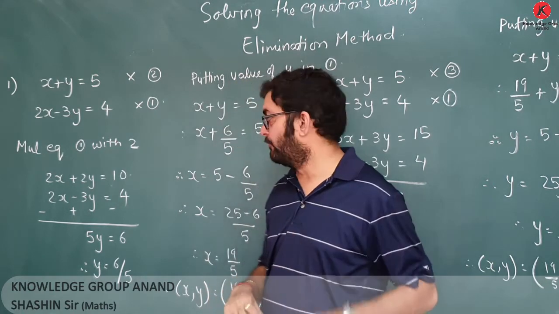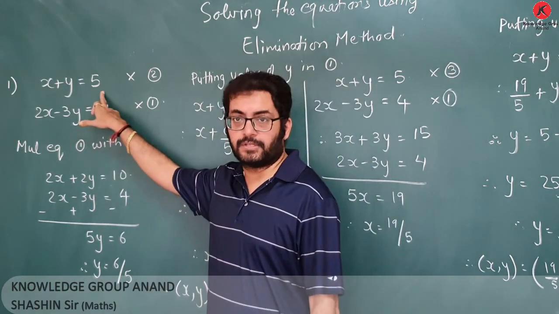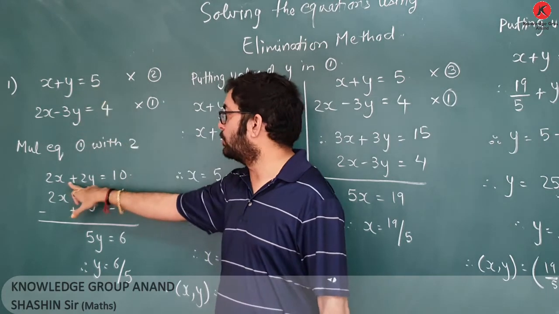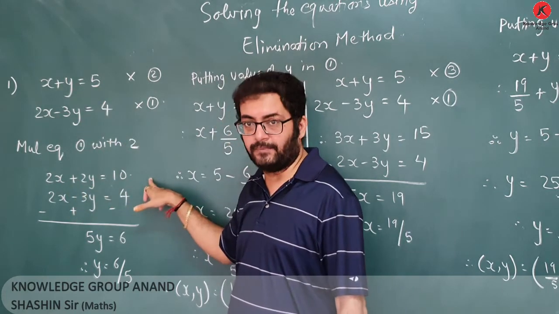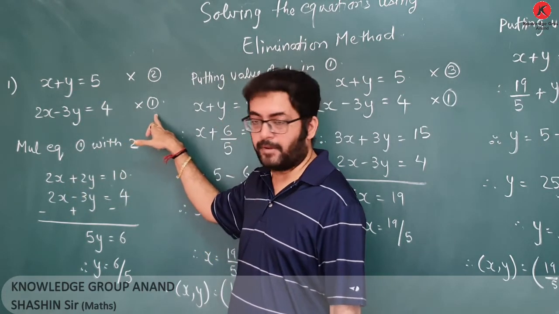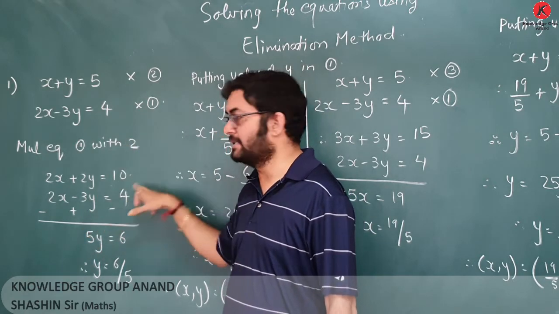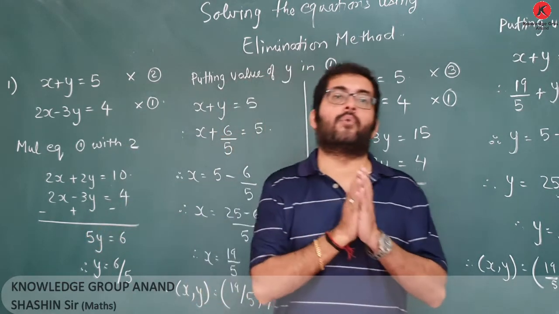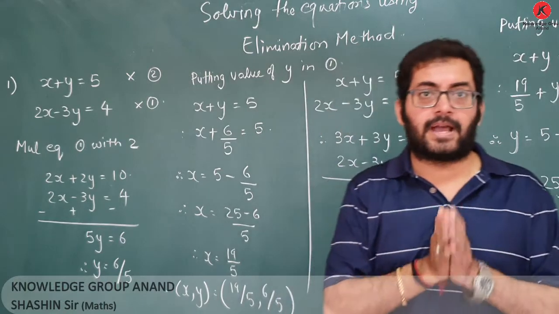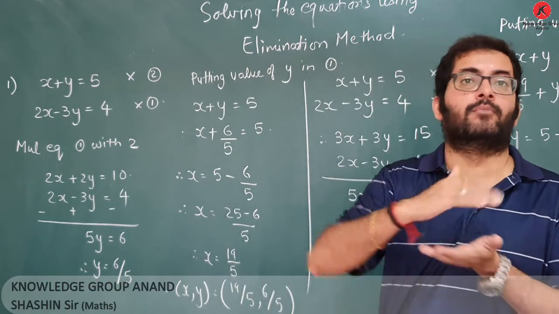Understand once again very carefully. The first equation was multiplied by 2. So 2x plus 2y is equal to 10. Second equation is multiplied by 1. So 2x minus 3y is equal to 4. Now I got the coefficients of x as same. But I can't cut when the sign of both is same.